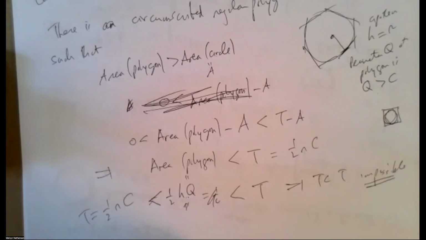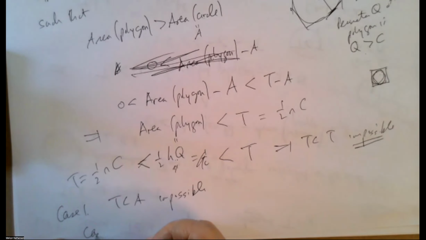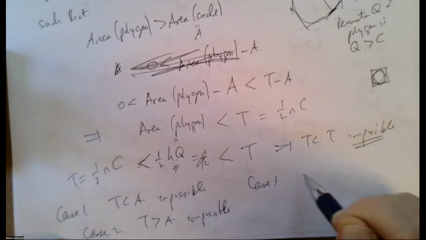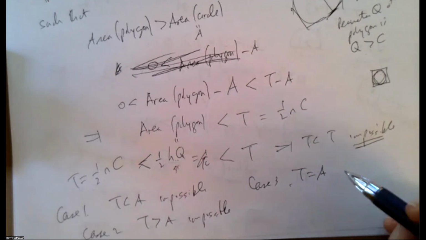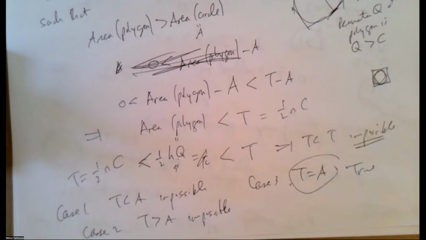So case one, T less than A, impossible. Case two, T bigger than A, impossible. Case three, T equal to A. I don't have to prove it, I'm done. Because if these two are impossible, that's true. So this is the sort of proof. It's not infinitely long, but there are ideas in all these proofs that are worth thinking about.